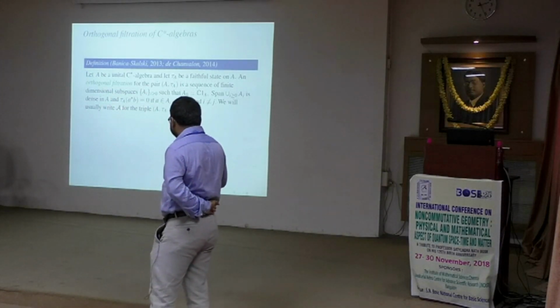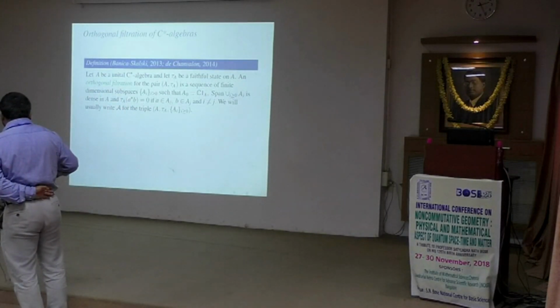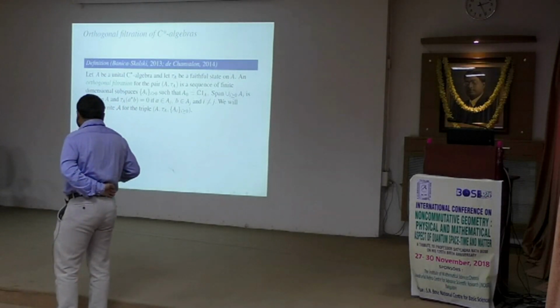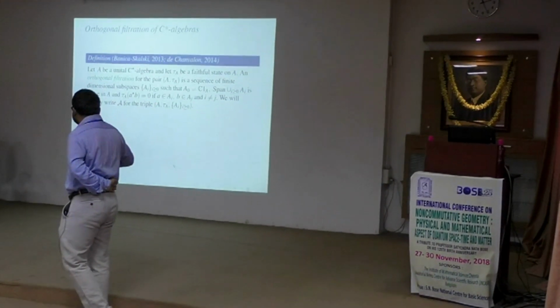And then we call this triple, which we usually write like this. Instead of writing this triple explicitly, we simply denote it by the script A.